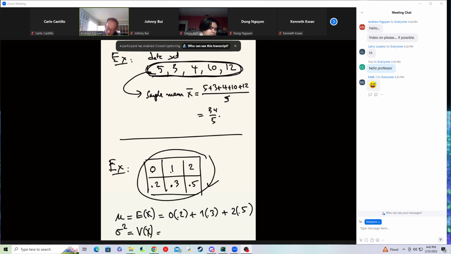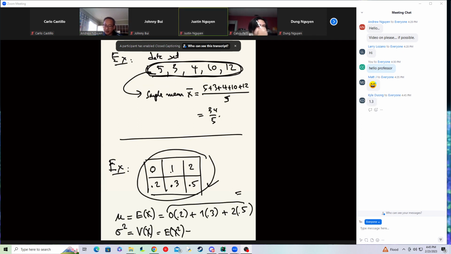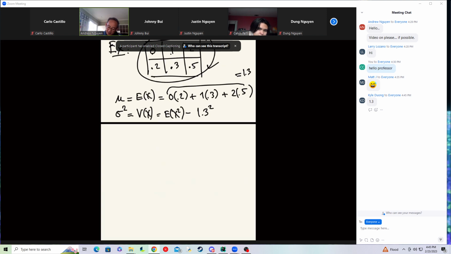so same thing, I'm going to calculate E of x squared minus, what's this number? Anyone? 1.3. So this is 1.3 squared. So I need to find E of x squared.